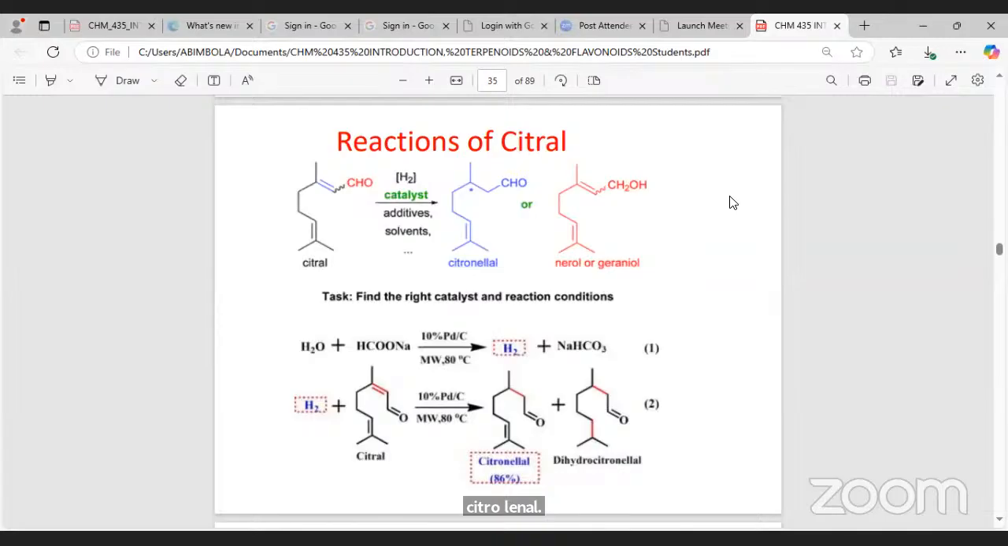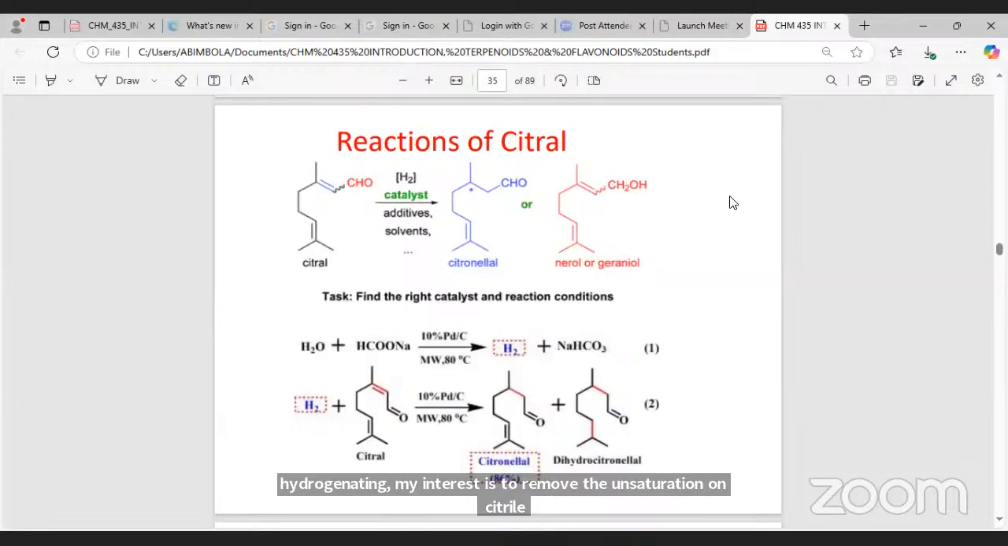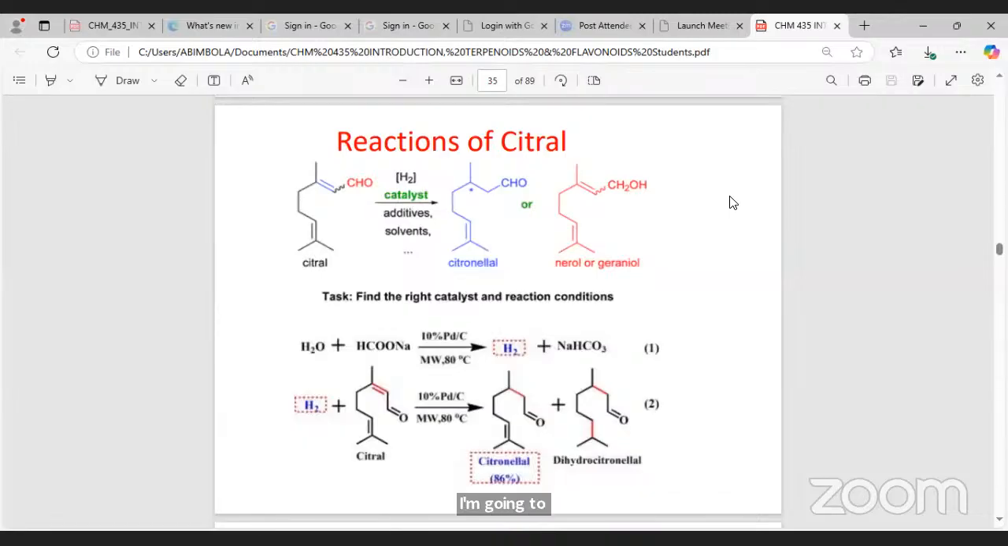Depending on the kind of reduction you're doing. Hydrogenation is a reductive reaction. So when I'm hydrogenating, if my interest is to remove the unsaturation on citral, I'm going to form what? Citronellal. And if my interest is on the aldehyde, I'm going to form what? Nerol or geraniol. So that's what we call them. This is selective, depending on what you're looking for. Are we understanding the slide?